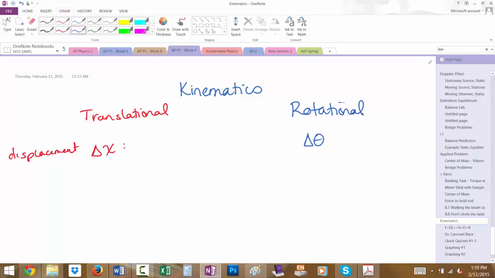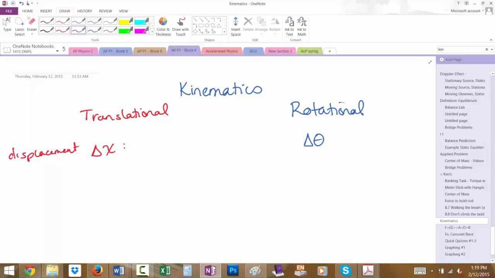Generally, the angle is measured counterclockwise. Generally, it's measured from the x-axis. Not always, it doesn't have to be. It's kind of like where do you put 0 when you're measuring this translational stuff. It's the same kind of question. But delta theta is the angle that we measure when we're talking about rotational kinematics.